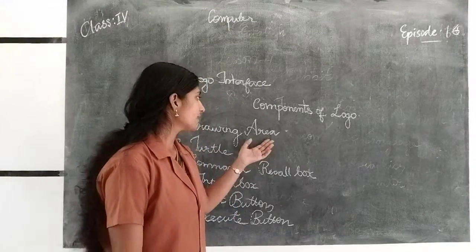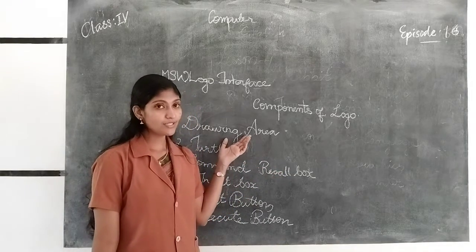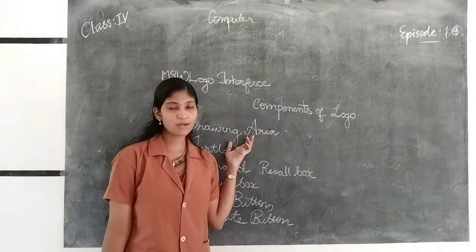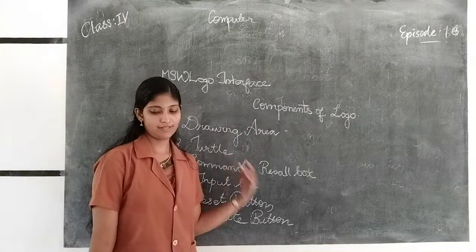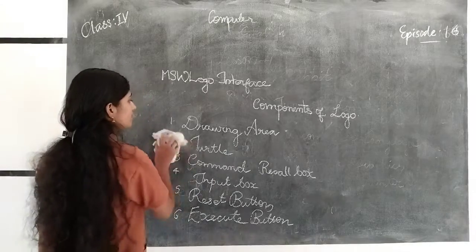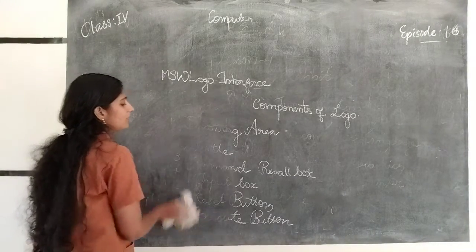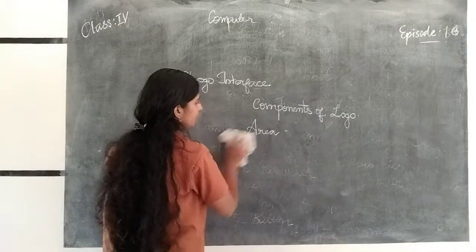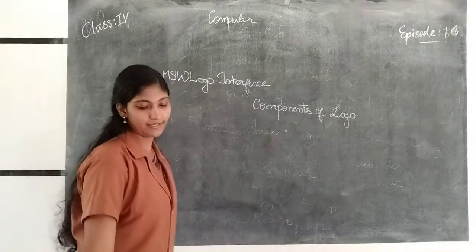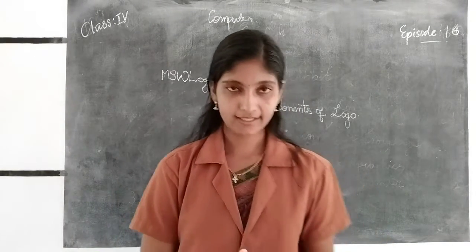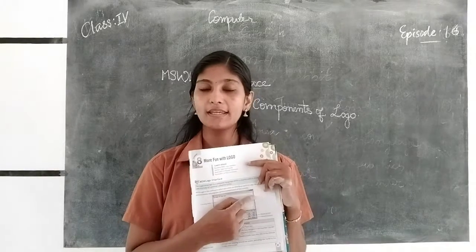Let's define each of the components separately. The first one is drawing area. Drawing area is the area where we can draw our graphics. Look here, there is a white screen, and this place is known as the drawing area.